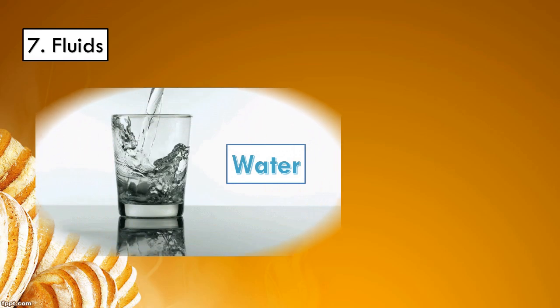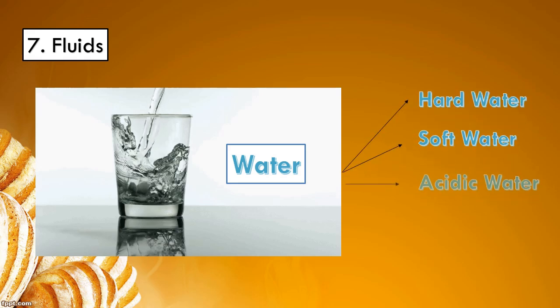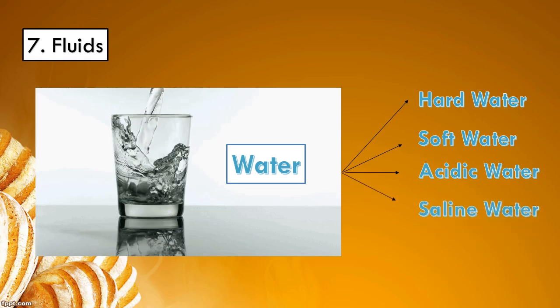The last essential ingredient is fluids. Fluids include both water and milk. First, let us discuss the role of water. Water is available in different types, namely hard water, soft water, acidic water, saline water, and drinking water. It can be of any type but is used in minimum amount in the bakery industry.